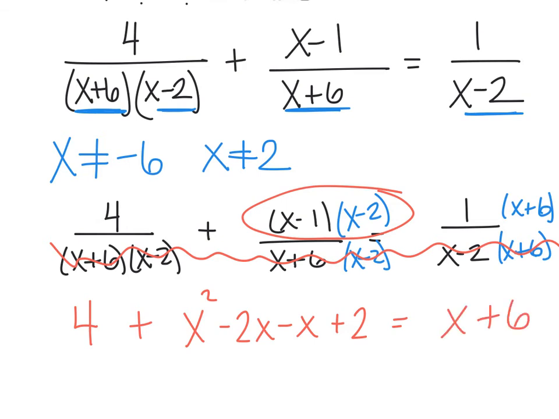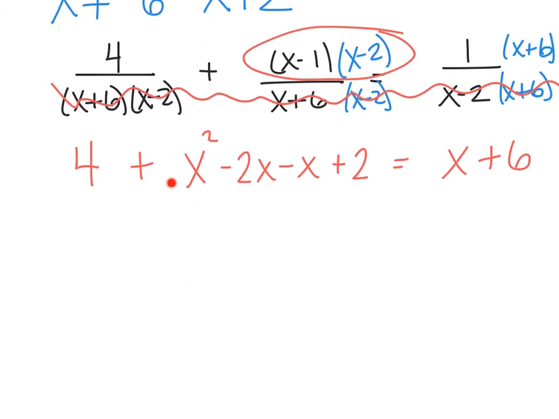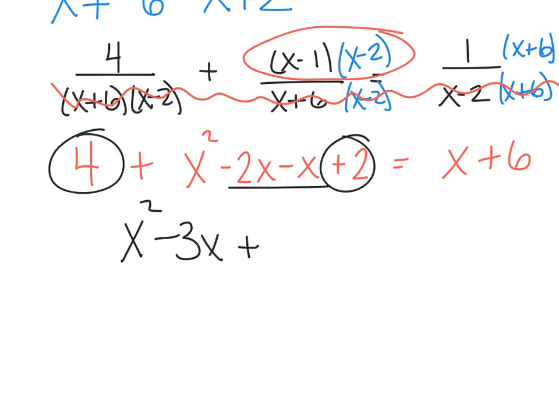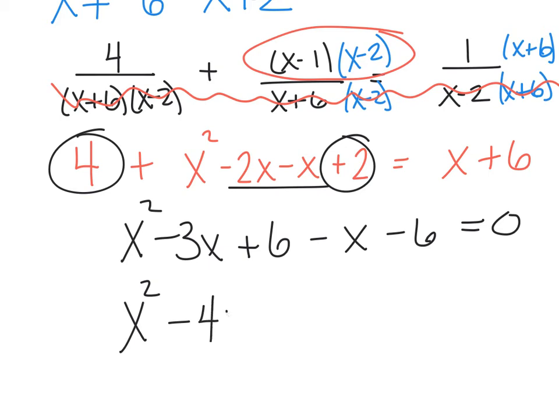Again, when I have a quadratic, meaning a squared term, I want to set this equal to 0. So let's see, I'll combine some like terms here. X squared minus 3x, those two make a 6. And I'm going to subtract x over and subtract 6 over, so I get this side equal to 0. Okay, so I combined some like terms and I brought those two over. All right, putting some more like terms together, that's x squared minus 4x, and it looks like those will cancel.